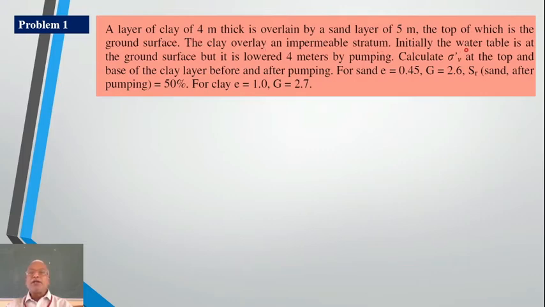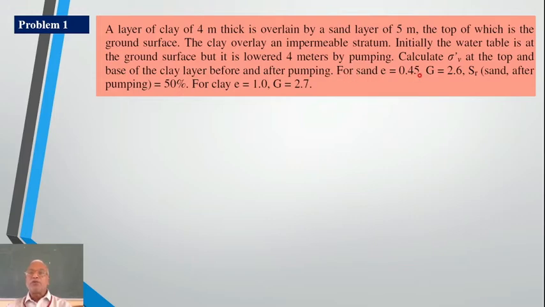Okay, initially means clay is lying above impermeable strata, that is to say initially the water table is at the ground surface, but it is lowered 4 meters by pumping. So you got 5 meters thick sand, in the beginning the top of the sand itself is the water table. Now it is lowered by 4 meters by pumping. Calculate sigma dashed V, that is vertical effective pressure, at the top and at the base of the clay layer before and after pumping.